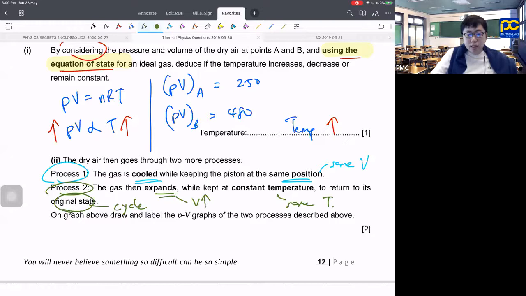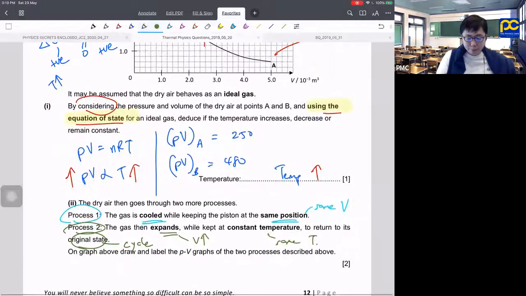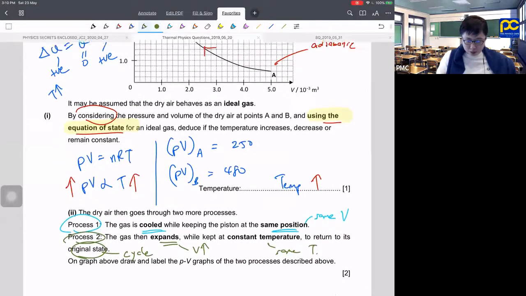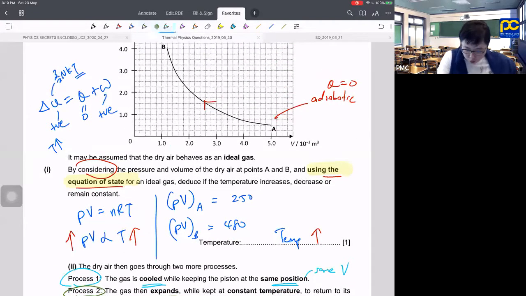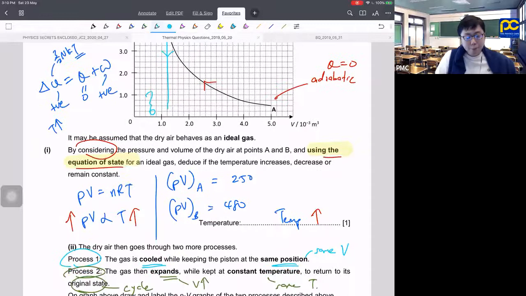I'll give you a hint. With calculation, you do need to calculate. Calculate what? You should know. Once you draw, you will know. Process 1: volume the same. So where should I stop? Volume the same, and then you go down, right? Until where? I do not know where to stop. It's a question mark. It's being cooled.